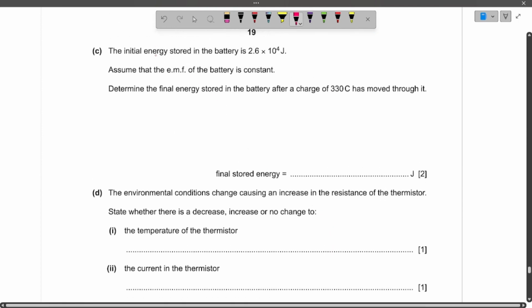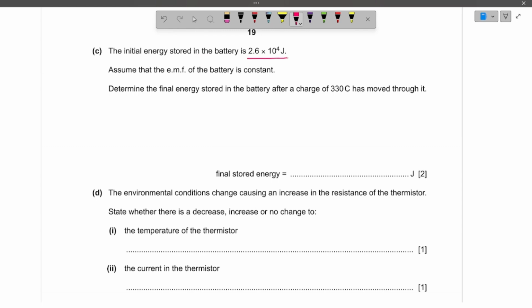Then the next question, the C part. The initial energy stored in the battery is 2.6 times 10 to the power 4 joules. Assume that the EMF of the battery is constant. Determine the final energy stored in the battery after a charge of 330 coulomb has moved through it. So what is the energy? The initial energy is given, right? So if you subtract the energy that you lost from the initial energy, you will be getting the final energy.